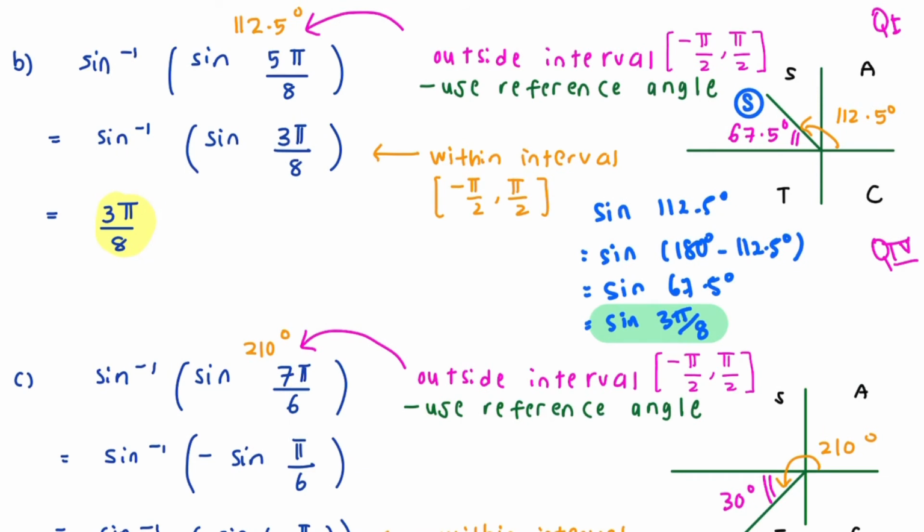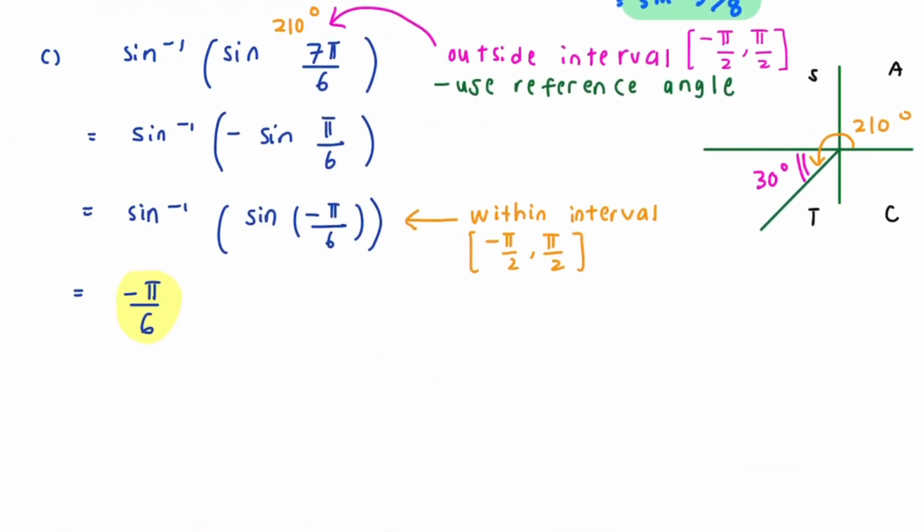Now, since we have opened up using reference angle, let's substitute this value here. Now, let's check. 3 pi over 8 is 67.5 degrees, so this is within the interval. This is in quadrant 1. Therefore, we can take the answer straight away, which is 3 pi over 8. Now, let's see the next one.